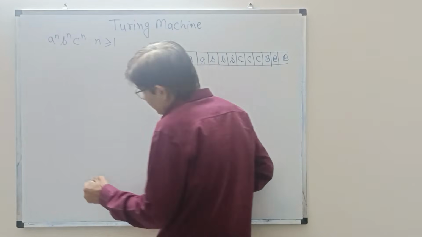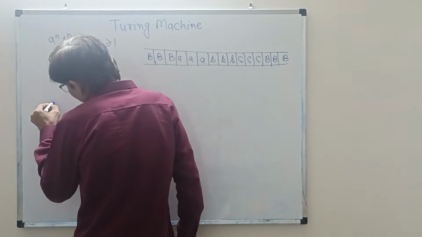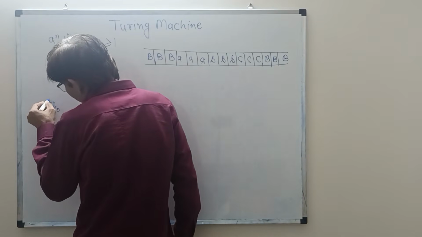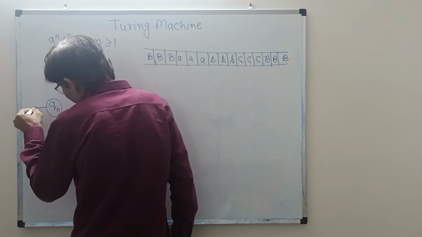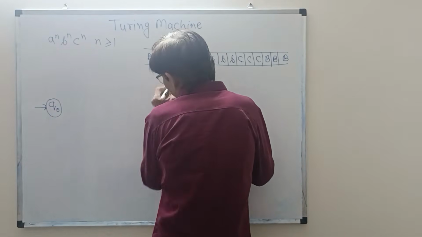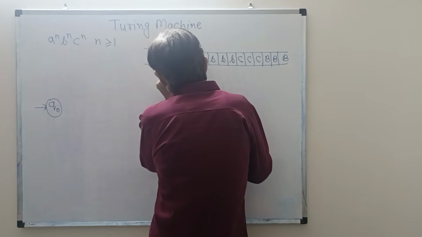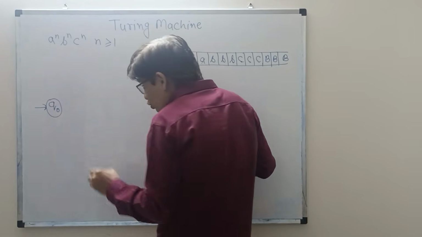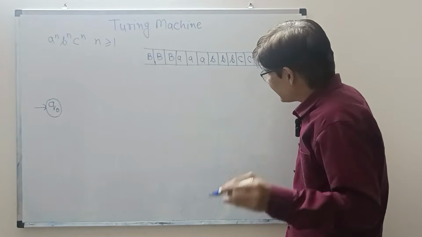As I told you, you will be in Q0, which is the initial state of the Turing machine. Then you will get the first A here. On getting the first A on Q0, you will convert this A into X.